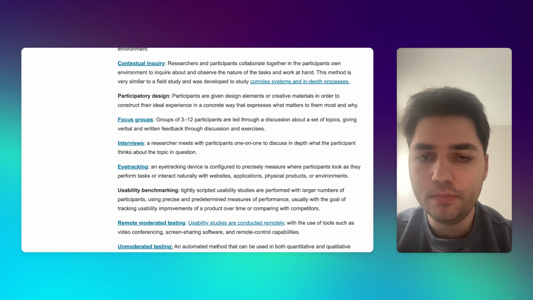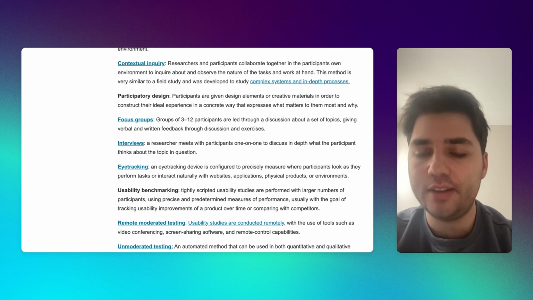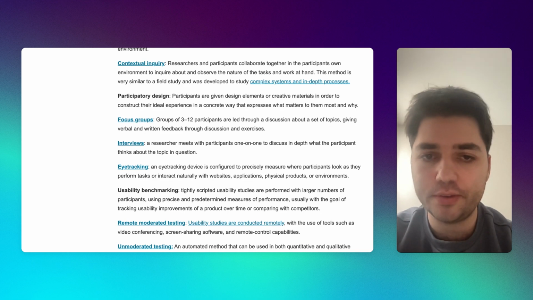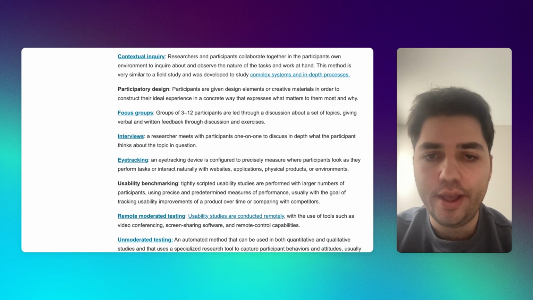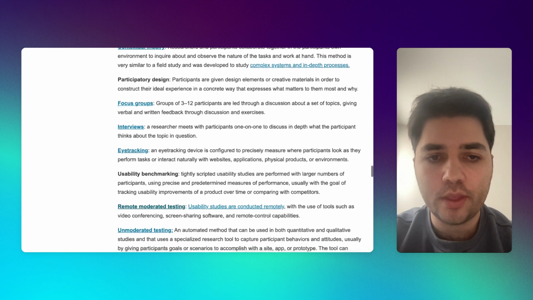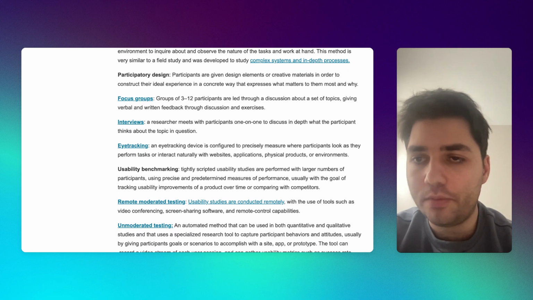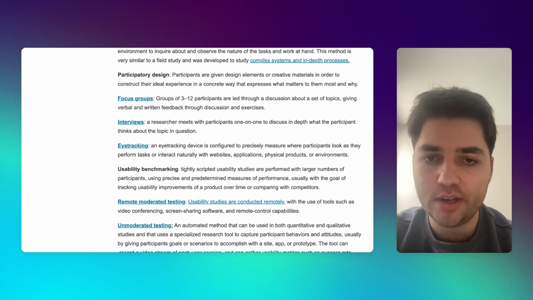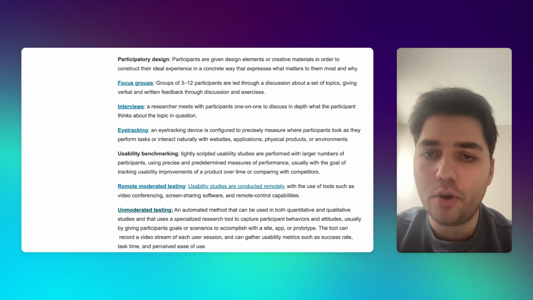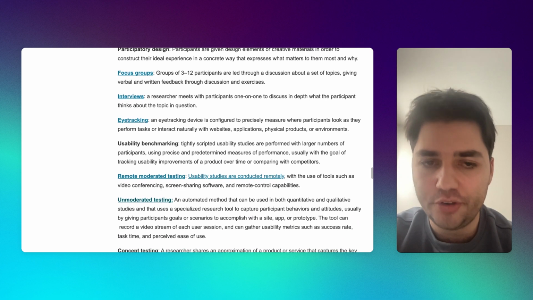Remote moderated testing is when you conduct usability studies remotely. And there's a lot of tools that can aid in this. For example, UserTesting, Zoom, Qualtrics. And so this comes in handy, especially in the era of COVID. Unmoderated tests are helpful when you want to conduct a large amount of people and you don't have enough researchers to conduct moderated tests. So you would ask automated questions to participants. And these, again, can be both quantitative and qualitative in nature.